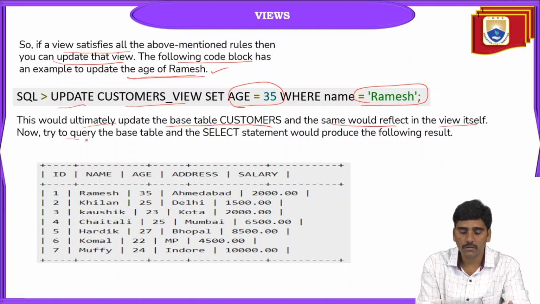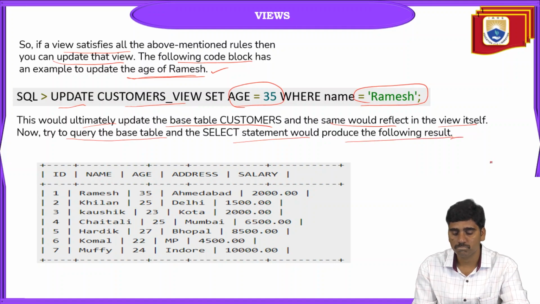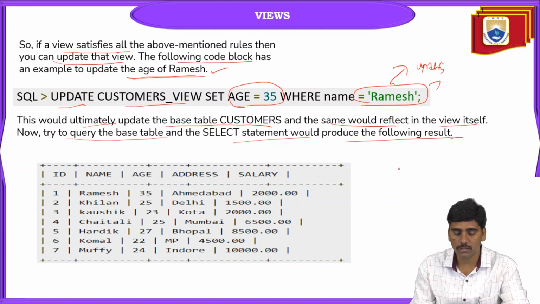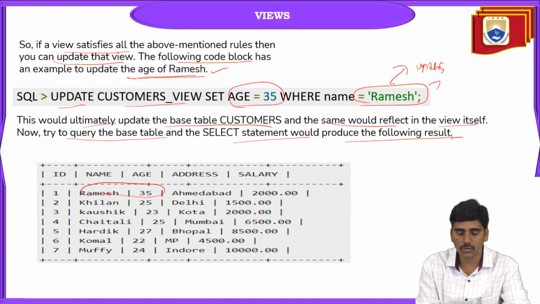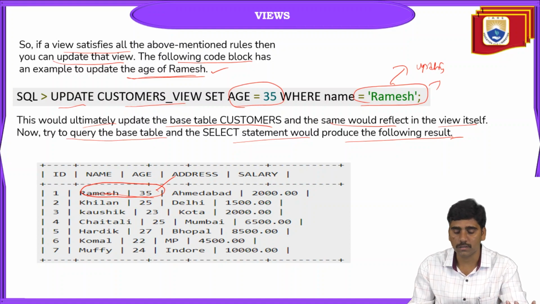Now try to query the base table, and the select statement would produce the following result. After updating the view, the result will be like this: ID, name, age. Ramesh's age is 32 and it will be updated as 35.